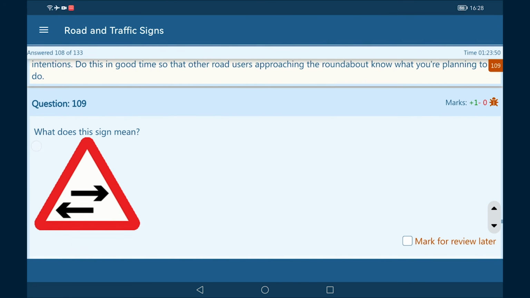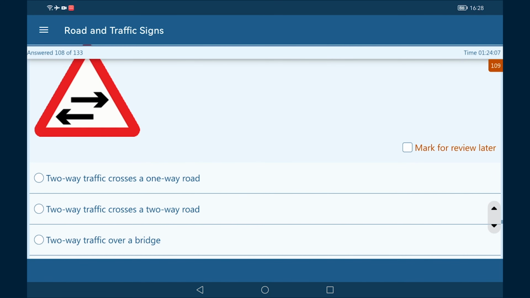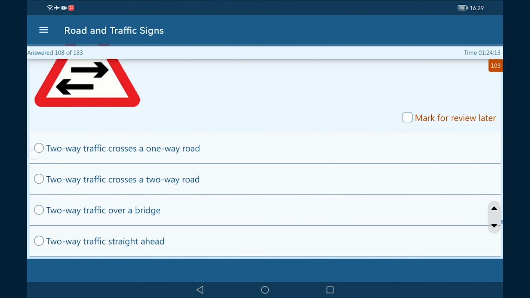Question 109. What does this sign mean? Option 1. Two-way traffic crosses a one-way road. Option 2. Two-way traffic crosses a two-way road. Option 3. Two-way traffic over a bridge. Option 4. Two-way traffic straight ahead. The correct answer is Option 1, that is, two-way traffic crosses a one-way road.